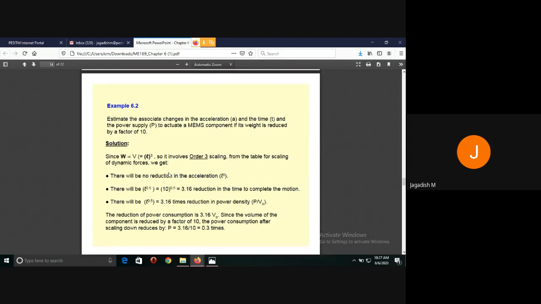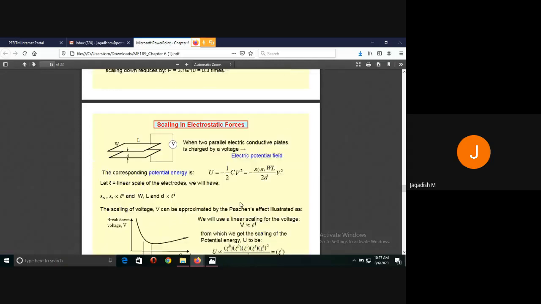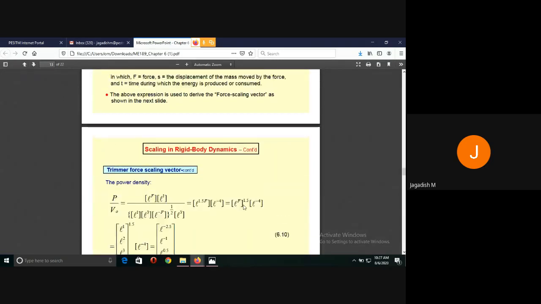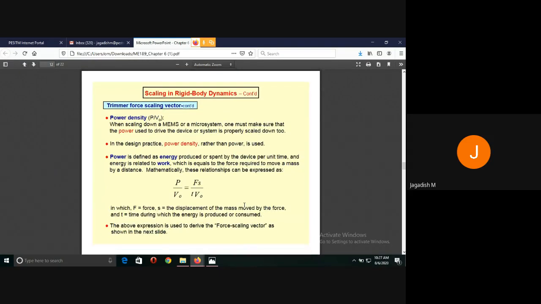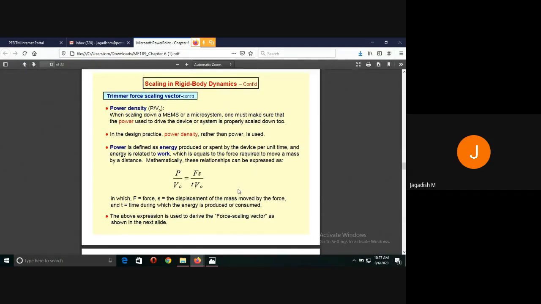Then at the last we should state like this: if weight is reduced by a factor of 10, there is no change in the acceleration, the time is reduced by 3.16 times and the power supply is reduced by 3.16 times. Okay, so this is about the scaling in rigid body dynamics. I hope you would have understood this. I'll repeat.